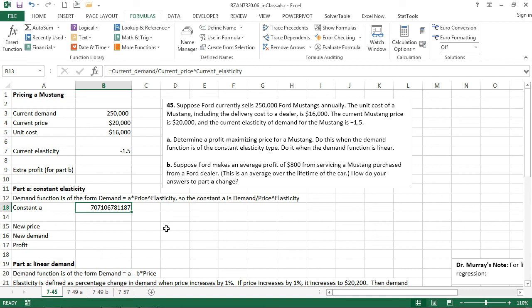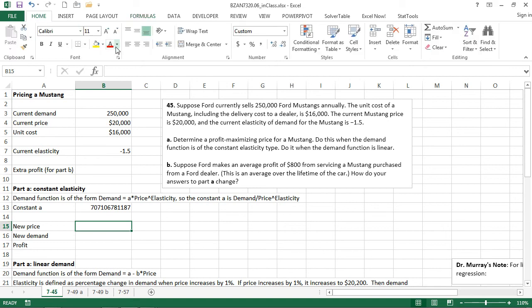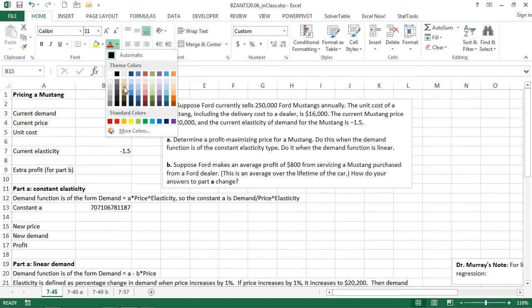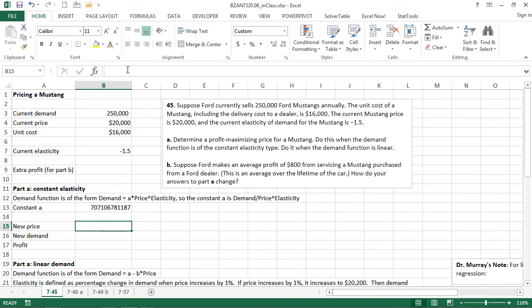All right. So now let's plug in this model. It says we want to determine a profit maximizing price for a Mustang. Do this when the demand is a function of the constant elasticity type. All right, so we want a new price. This new price is going to be a decision variable for us.